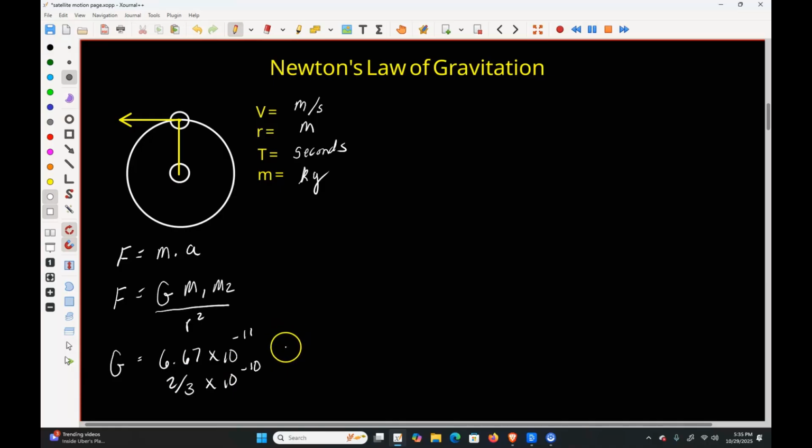All right, my units will be newtons meter squared over kilogram squared, or I can also use meters cubed over kilograms second squared.